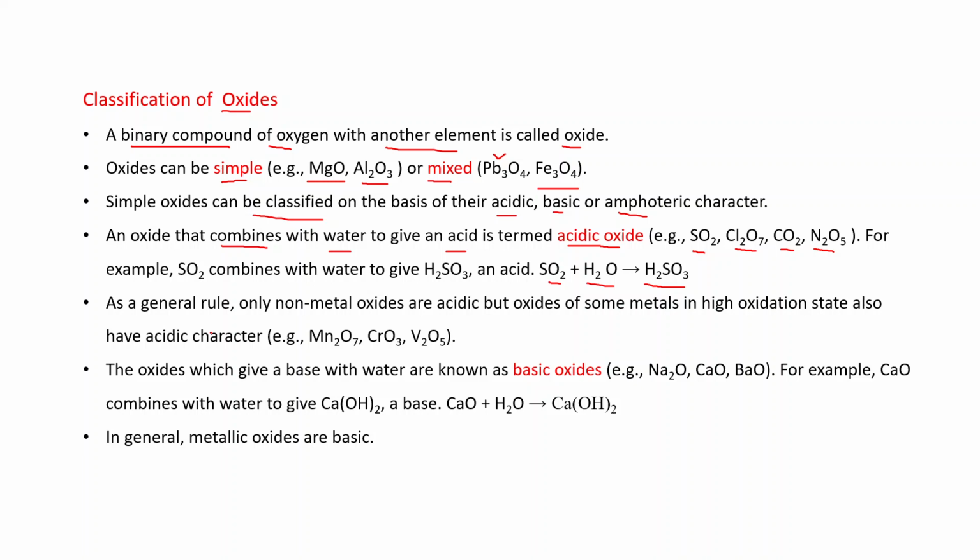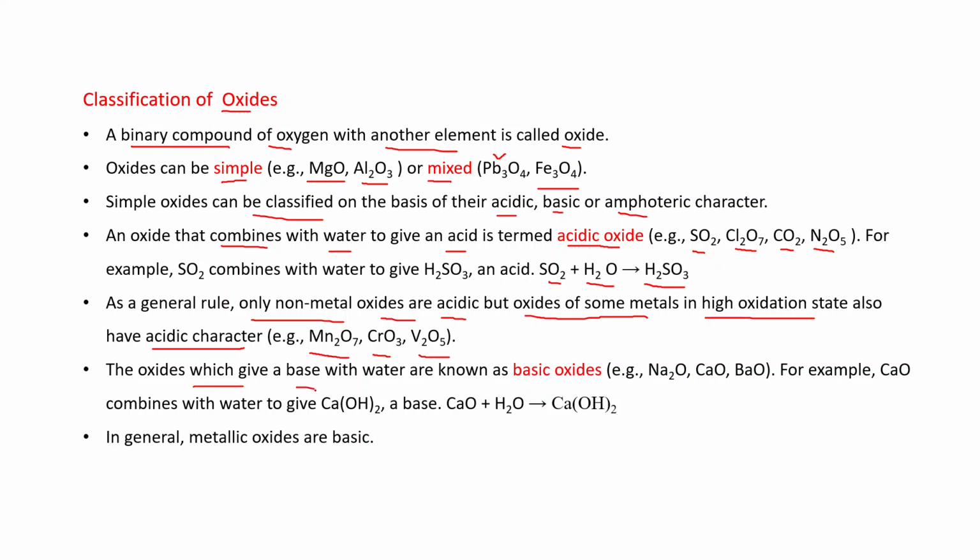As a general rule, only non-metal oxides are acidic. Clear? We can say generally non-metallic oxides are acidic in nature. But oxides of some metals in high oxidation state also have acidic character. For example, Mn2O7, CrO3 and V2O5.